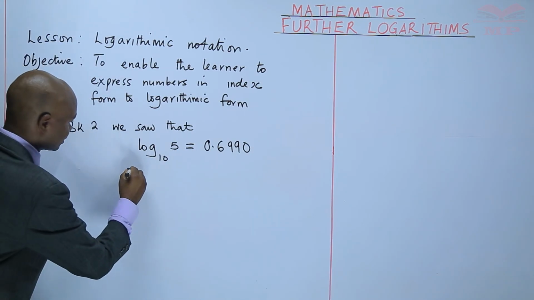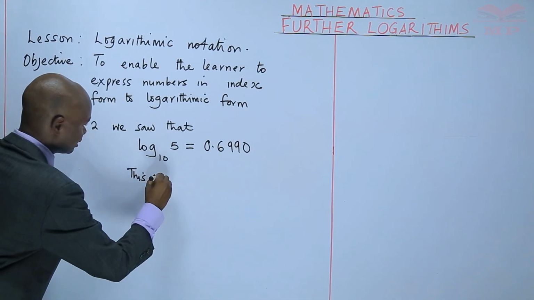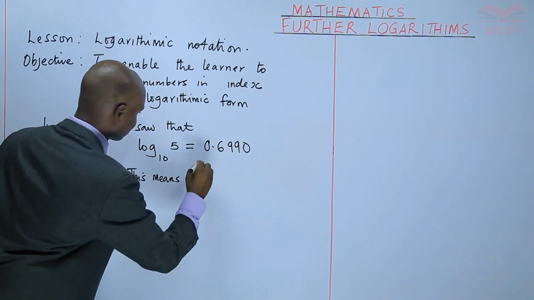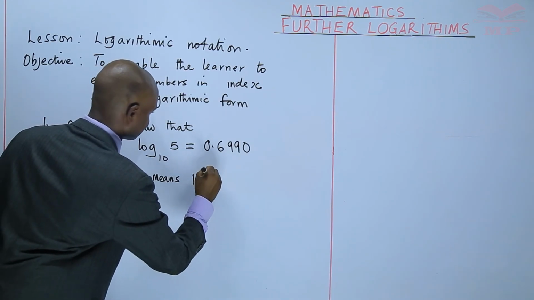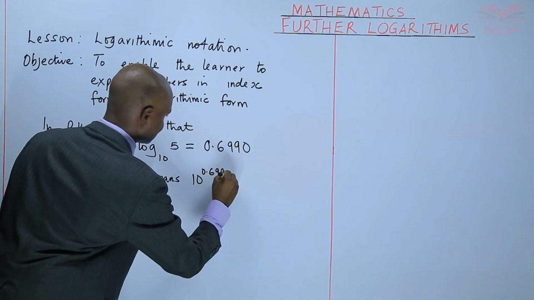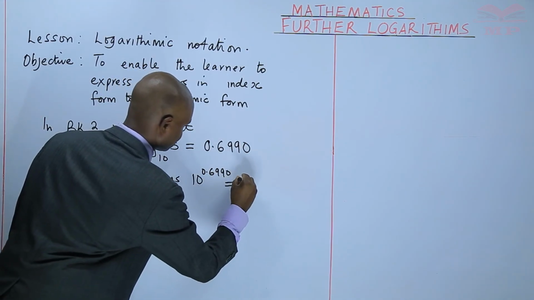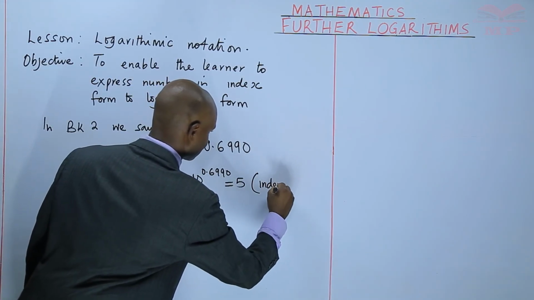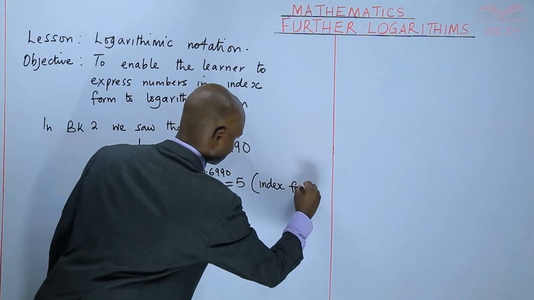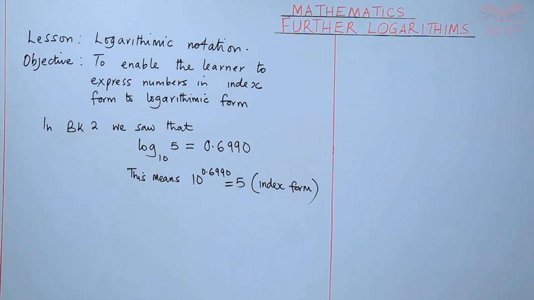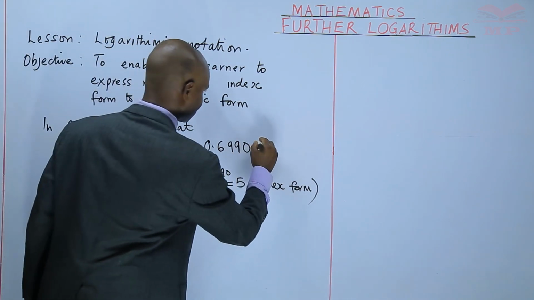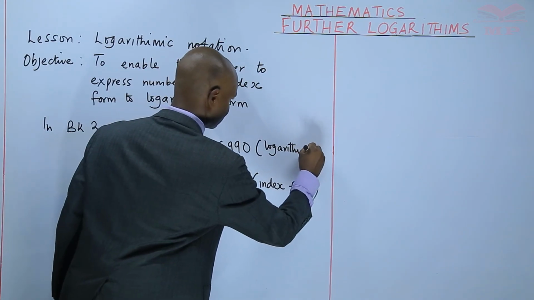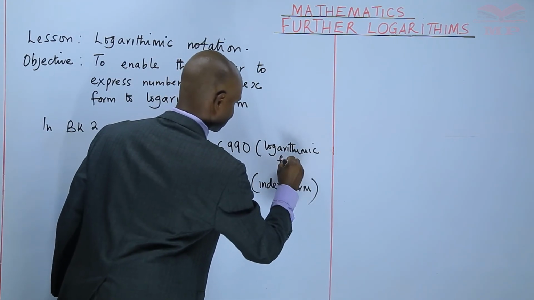This means, learner, 10 raised to 0.6990 is equal to 5. This is what they call the index form. That is the index form. And this is the logarithmic form.